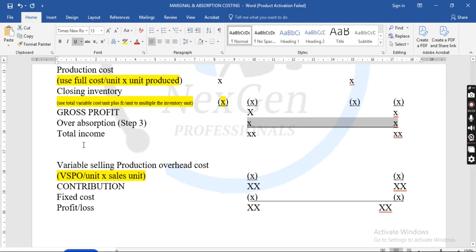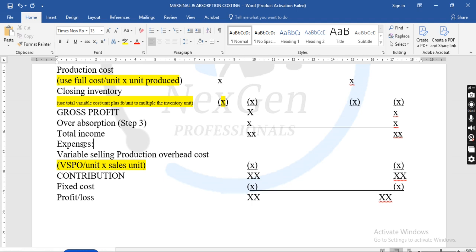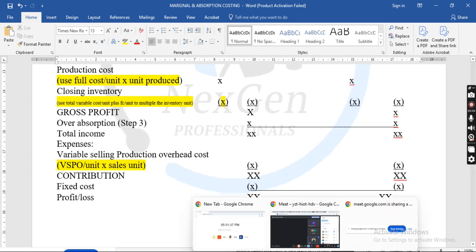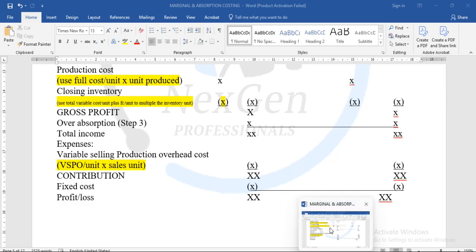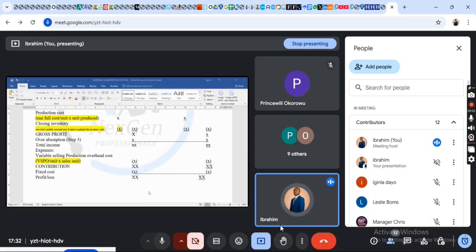Then if that is established, the next thing is your expenses. Don't forget your expenses. In your expenses, you now bring in your variable selling overhead. Why? It is variable selling. It varies with sales, not production. Don't forget I said you can only charge your full cost to production, not your sales.